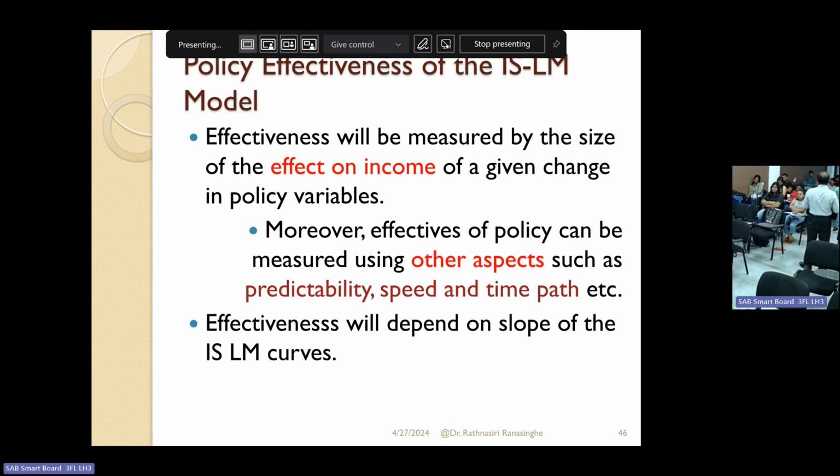We derive the IS curve based on the investment and the savings curve. So the slope of the investment function and the slope of the saving function determine the slope of the IS. Those are the interest elasticity of investment and the marginal propensity to save. And when it comes to the LM curve, we derive it based on money demand and the money supply.